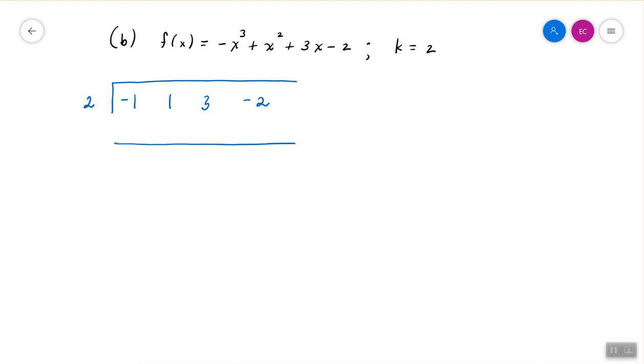Try doing the synthetic division. Stop the video, try to do the synthetic division, and then start again, and we'll go together. Okay, so we brought down the negative 1. We multiply and add. We multiply and add. We multiply and add. And there's an interesting thing. This time the remainder is 0.